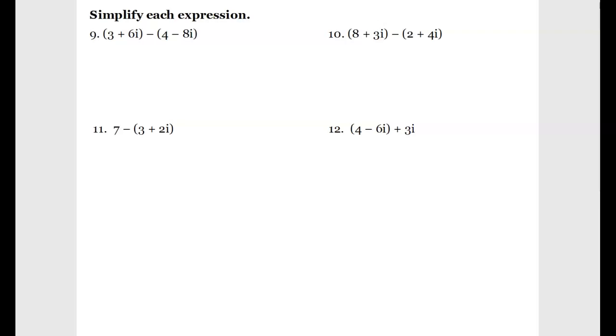i to i is a like term. i squared to i squared, like term, and so on and so forth. So in number 9 and 10, you're going to treat that exactly like you would as if those i's were x's. We're going to distribute the negative, combine the real and the imaginary. So distribute the negative to the 4 and the 8i.